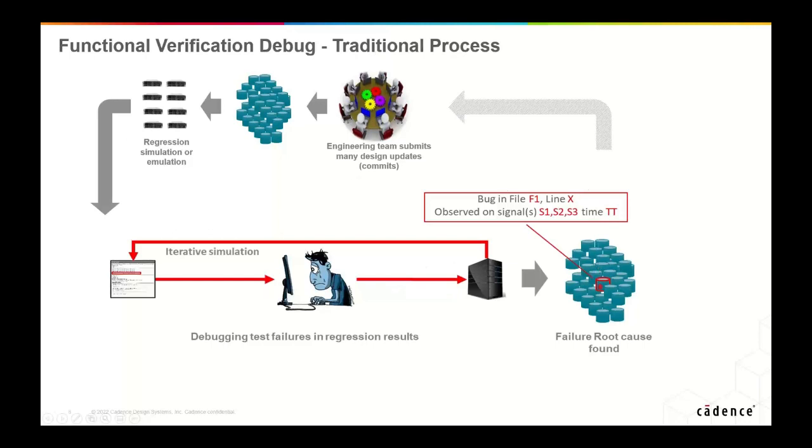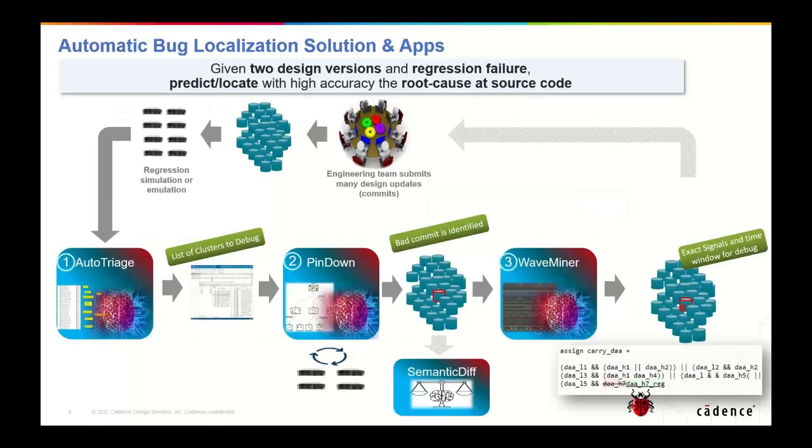Now with Pindown and the other Cadence tools, we can automate this flow, and then we have various tools here like auto triage doing the clustering, and Pindown identifying and validating the bad commit quickly thanks to this ML thing. And then semantic diff takes the validated bug report and sends it to Wayminer, which then will analyze the difference between passing and failure. And because we have a validated bug report, we have the good pass, we have the good failure, we have a solid foundation to build on.